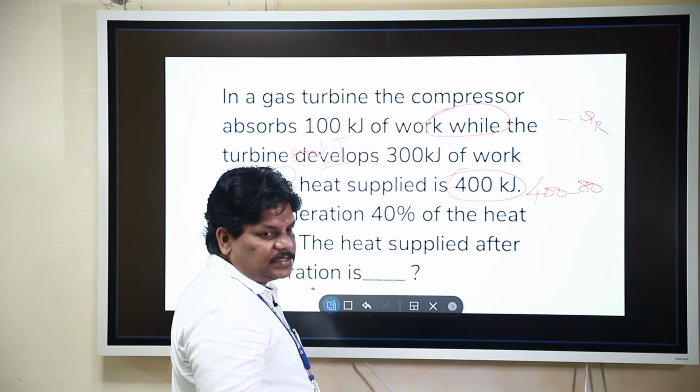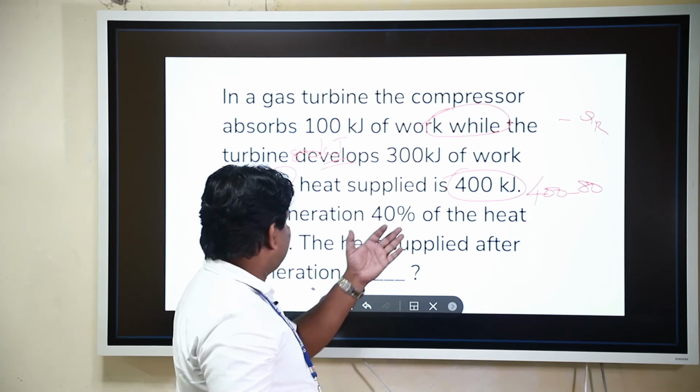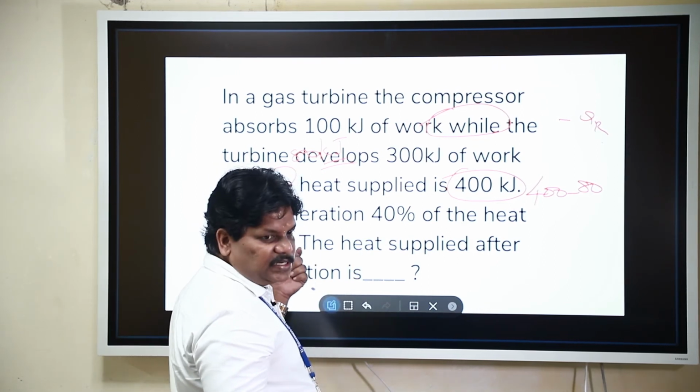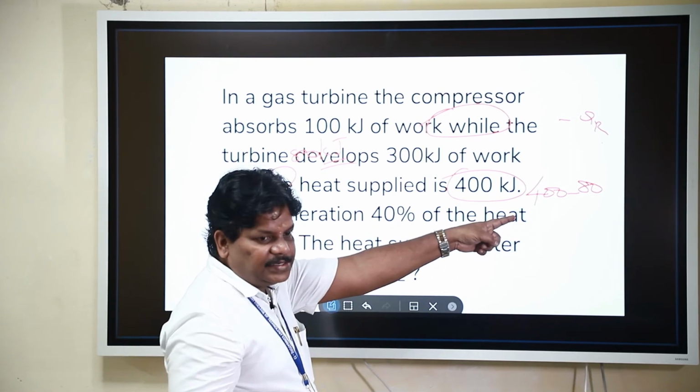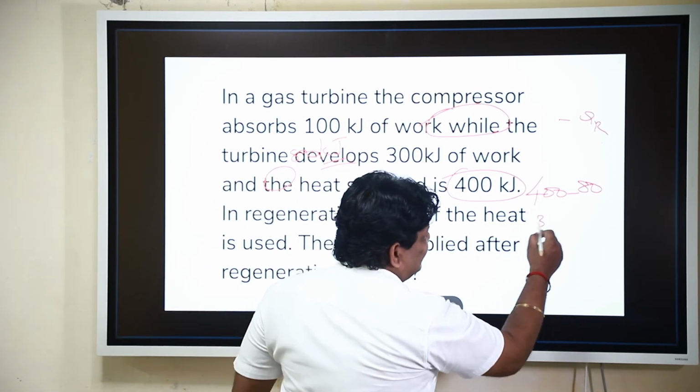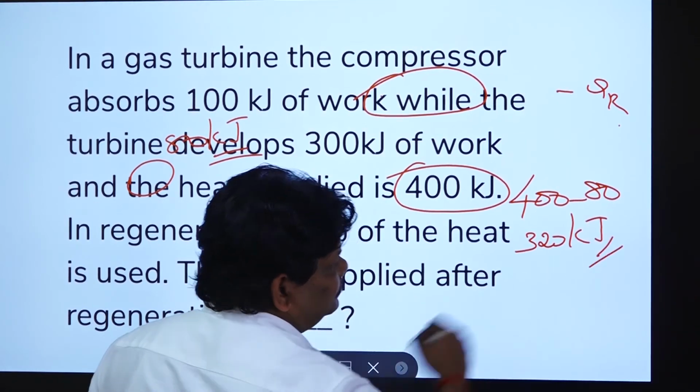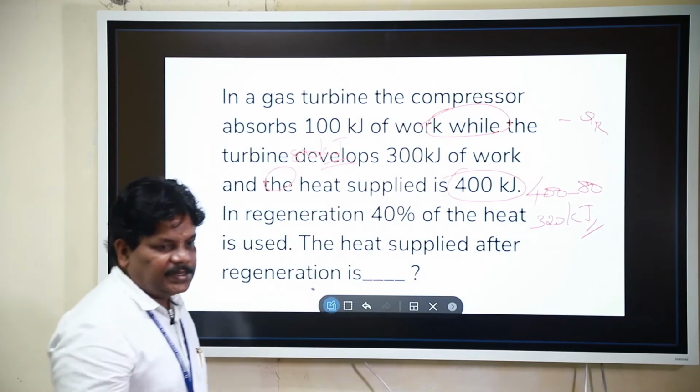Okay, after regeneration, that is 40% of heat that is used in this regeneration. So you have to subtract that 80. So 400 minus 80 is 320 kilojoule. So that is the answer.